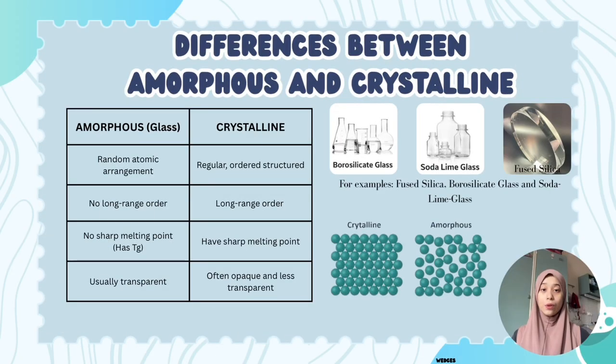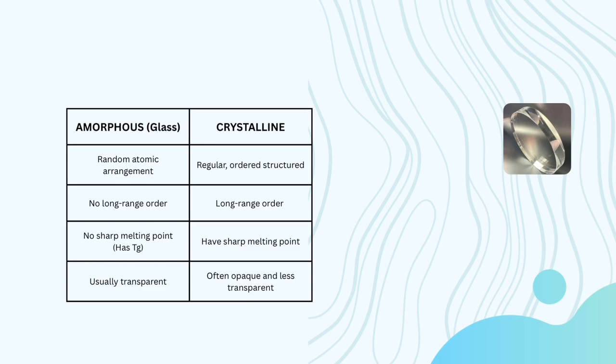Now, let's take a look at the differences between amorphous and crystalline materials. Amorphous glass has a random atomic arrangement, no long-range order, and no sharp melting point. In contrast, crystalline materials have an ordered structure, long-range order, and a sharp melting point. Amorphous glass is usually transparent, while crystalline materials are often opaque and less transparent. Common examples of amorphous glass include fused silica, borosilicate glass, and soda lime glass.